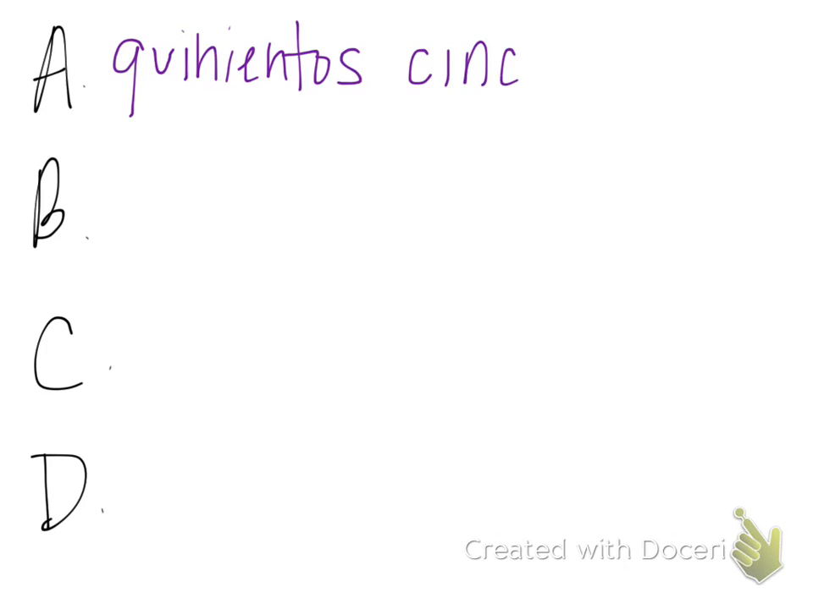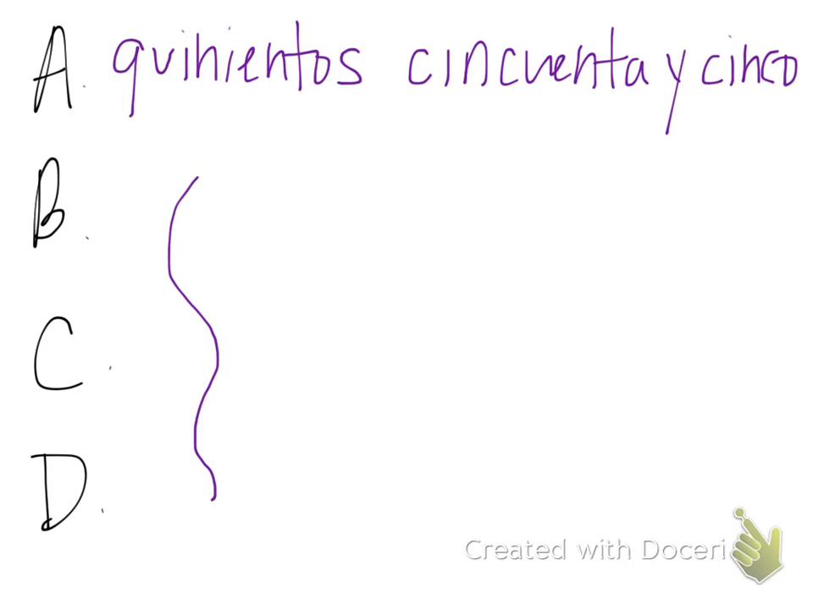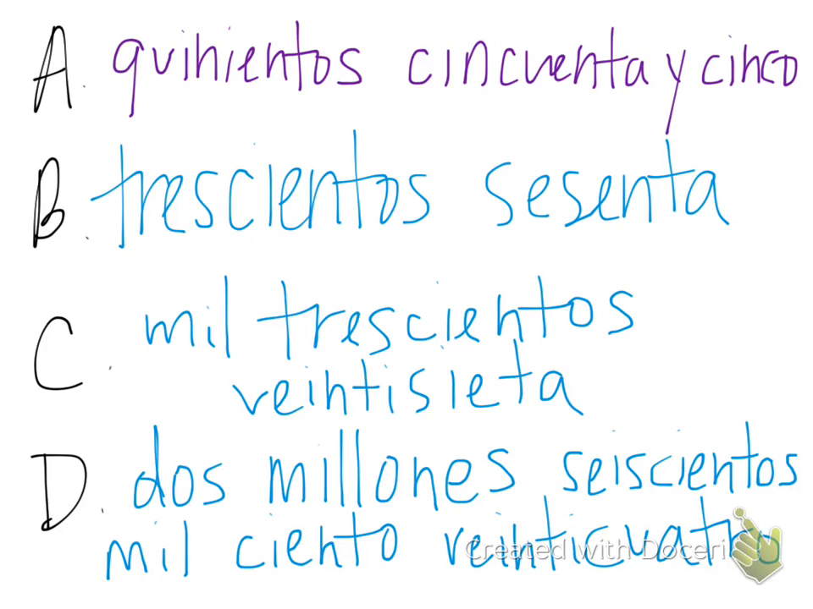Okay, you're going to flip your paper over. Let's do A together. So we have 555. So remember, 500 is quinientos. And then we have 55, cincuenta y cinco. Okay, now I want you to try B through D by yourself, and then we'll check your answers in a minute. Okay, pause the video now. Answers are going to pop up. Okay, check your work right now. So B we had 360, trescientos sesenta.